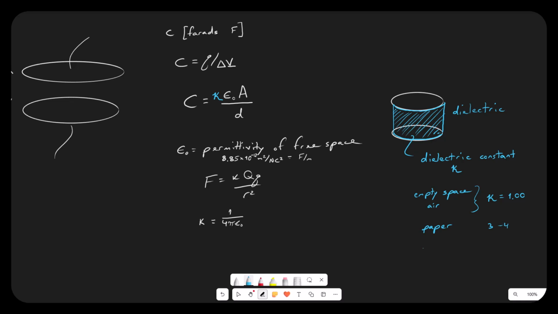If we were doing this in acetone, we would get 20.7 or so. The point is, we can change the effectiveness of our capacitor by adding a dielectric, and we get a capacitance equation that looks like this. That's really the extent of how much we're going to need about capacitors for their properties. I have one more piece.